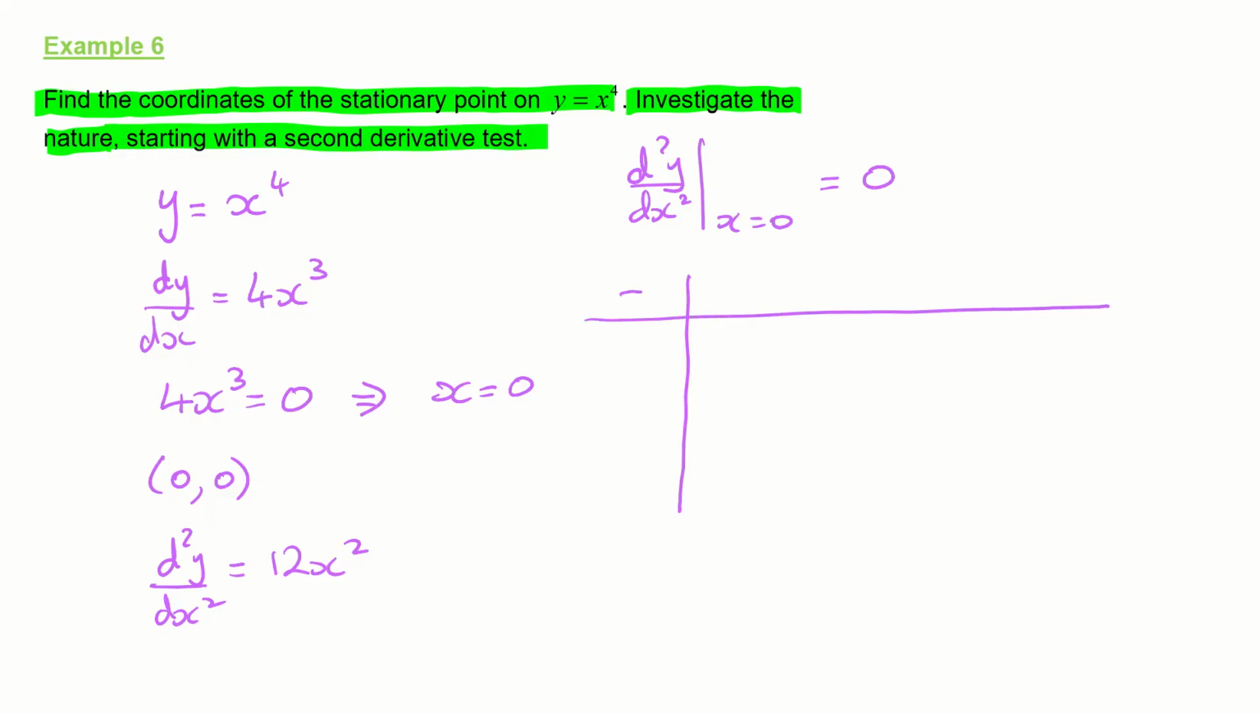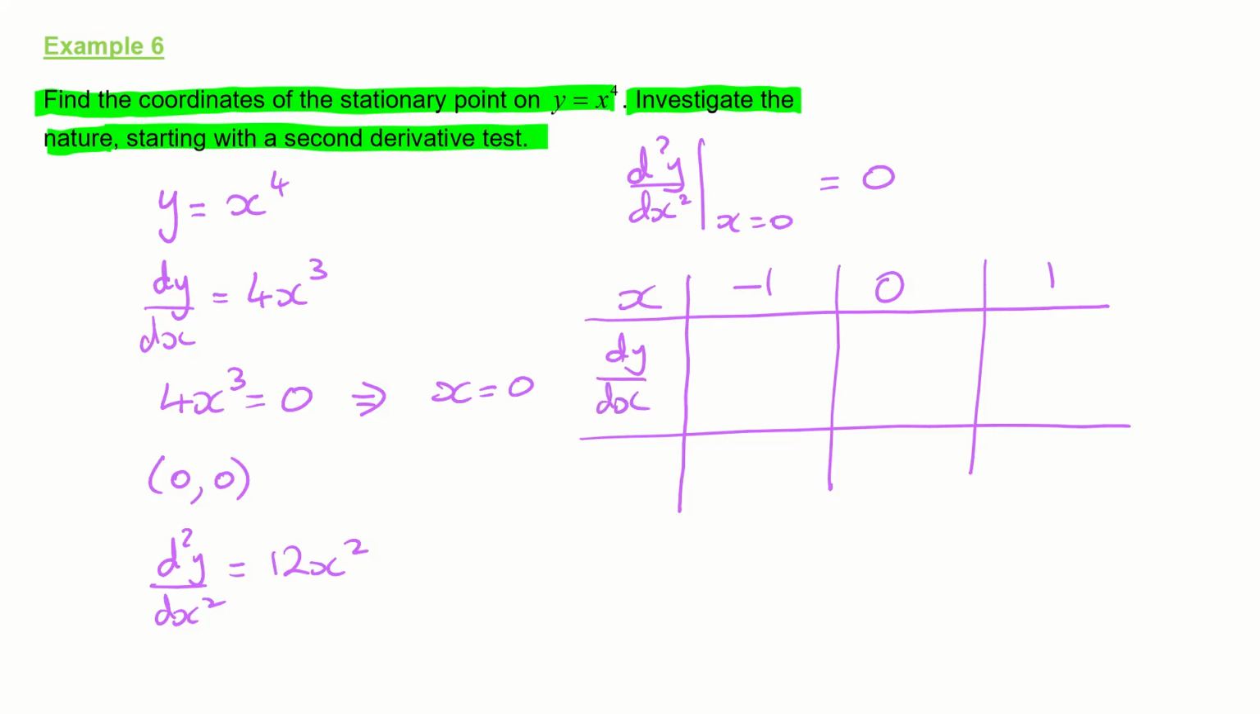So, x value, so we know that the turning point, or the stationary point, is actually at 0. Go to the left and go to the right. And then let's look at dy dx. Well, we know it's 0 here. At -1, sorry, that's the second derivative.